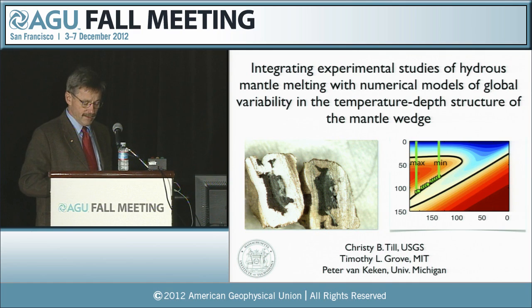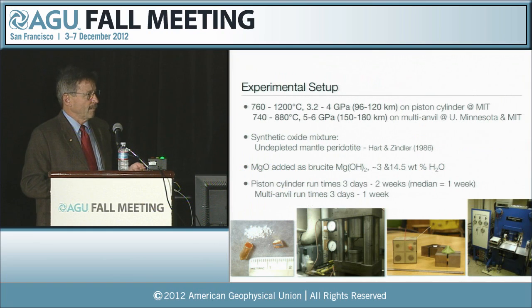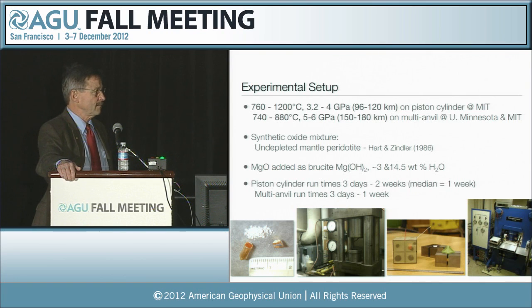And the question is, why is that, and can we understand it in terms of the thermal structure differences that we see? So we've done experiments basically from about 750 to 1200 degrees C, and 1.2 to about 6 GPa, using piston cylinder and multi-anvil apparatus at the University of Minnesota and MIT, and piston cylinders at MIT. We've taken an undepleted mantle peridotite. For those of you who know the name, it's the Hart and Zindler peridotite. And then we've added water as brucite, and we've done sets of experiments with a lot of water, 14.5%, and a little bit, 3%.